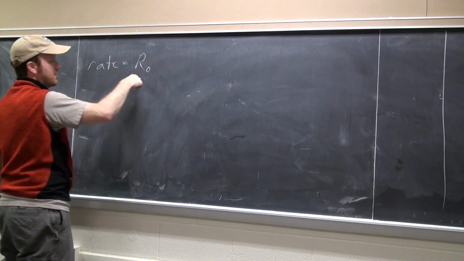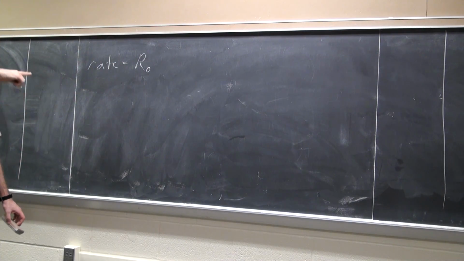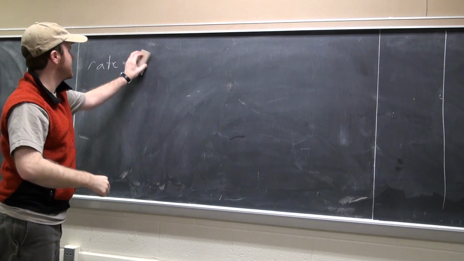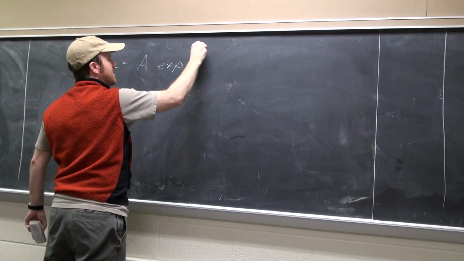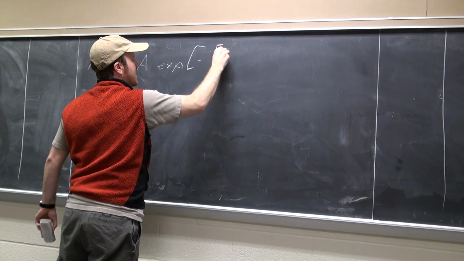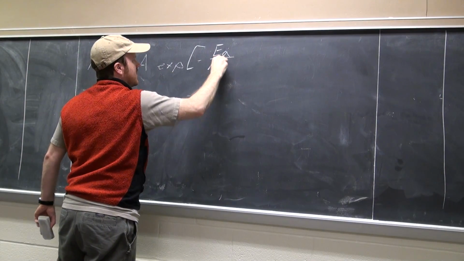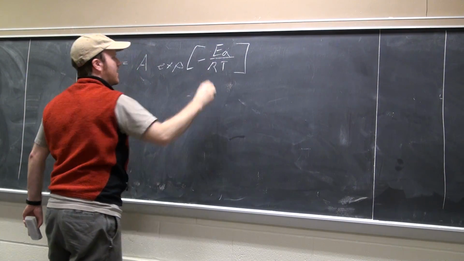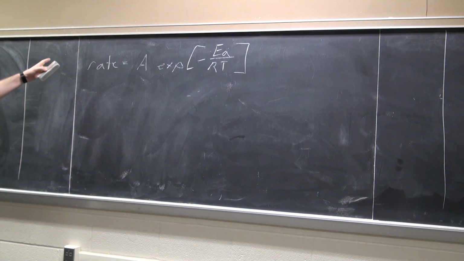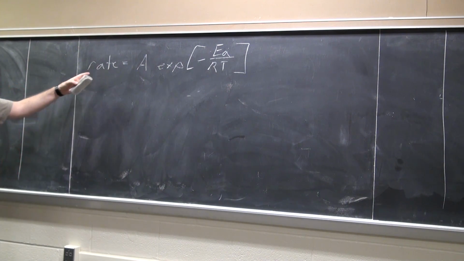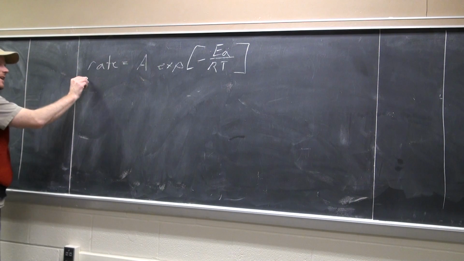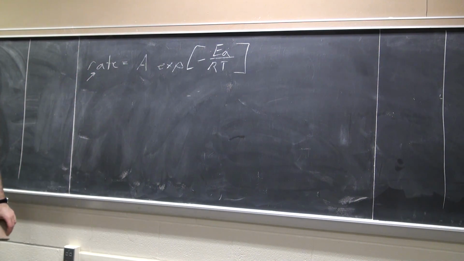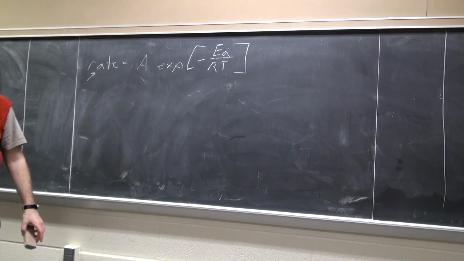equals R0, some constant, sometimes this is called A. You see this as A, times the exponential of negative EA over RT. So this is called the Arrhenius expression, or the Arrhenius equation. And this rate is the rate that we've been talking about all along in kinetics, right?